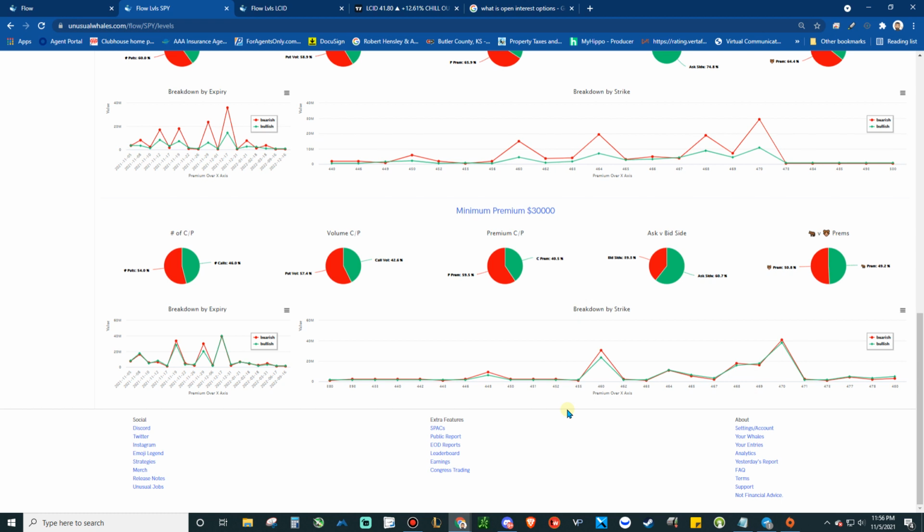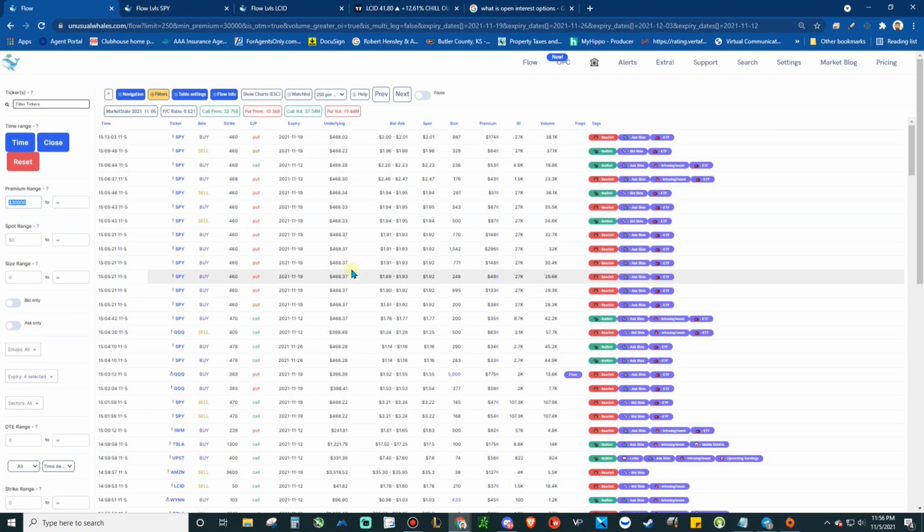They do a good job of analyzing what the 30,000-plus whales are doing. I'm moving the mouse a lot again. We try not to move the mouse as much. I always move it too much when I'm talking.